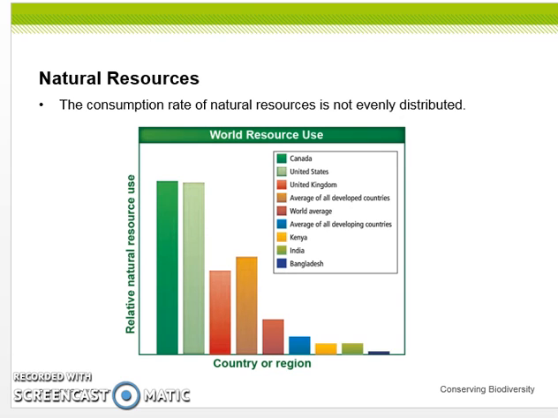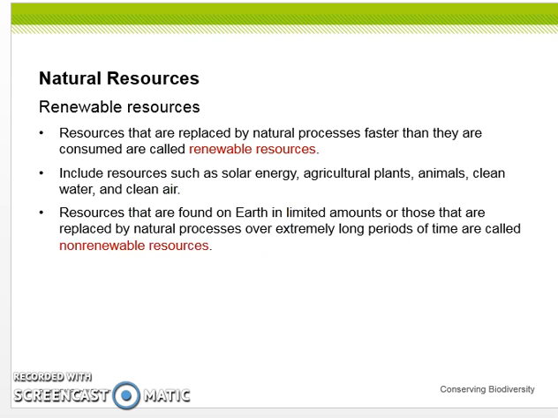The consumption rate of natural resources is not evenly distributed, as you can see in this graph. Resources that are replaced by natural processes faster than they are consumed are called renewable resources. These include resources such as solar energy, agricultural plants, animals, clean water, and clean air.